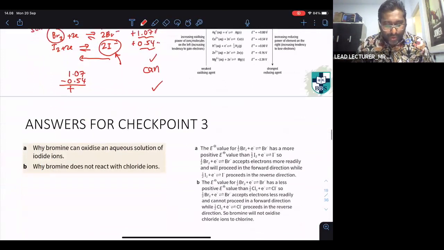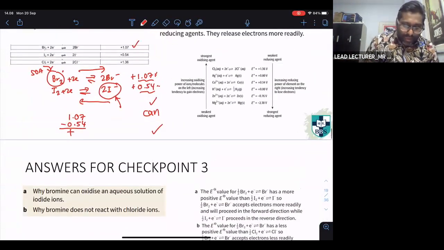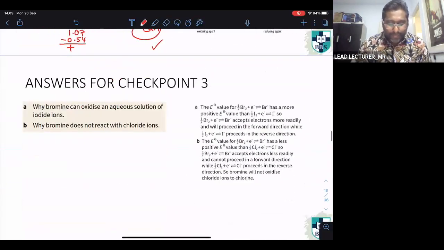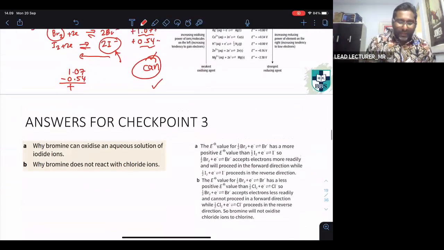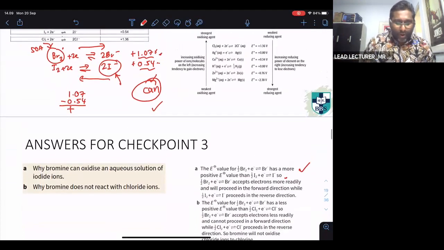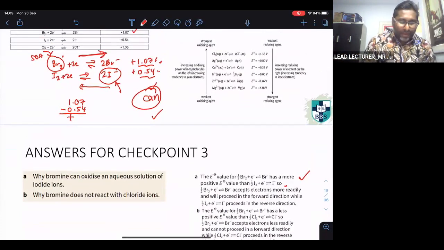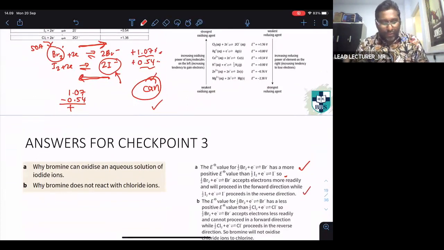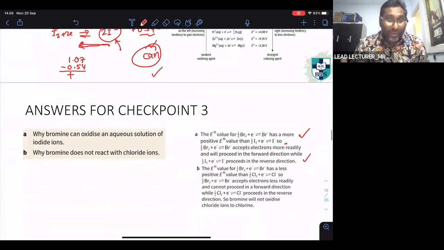So you can see how you explain the answer just now. Can it oxidize? Yes, can. So if it is can, you explain why, because this is going to be more positive. You just tell more positive E value, and then this is going to be less positive. They are going to go to the right. It means they have the tendency to accept electrons, and this one will have the tendency to lose electrons, then the reaction can happen. You can read through and then you can explain.